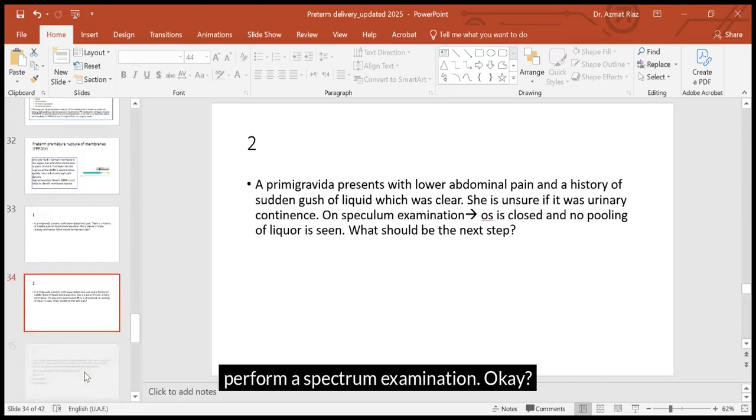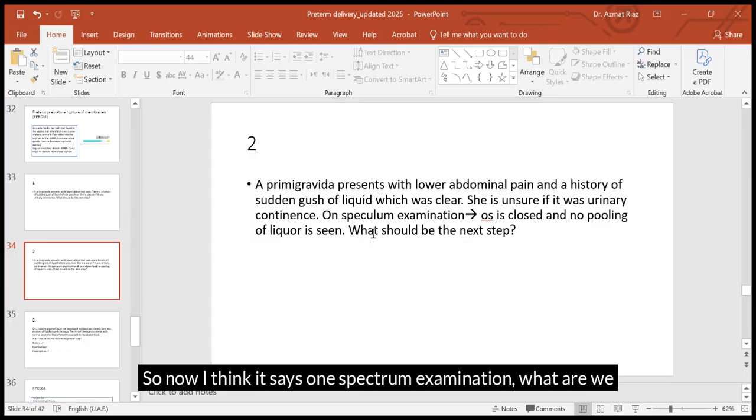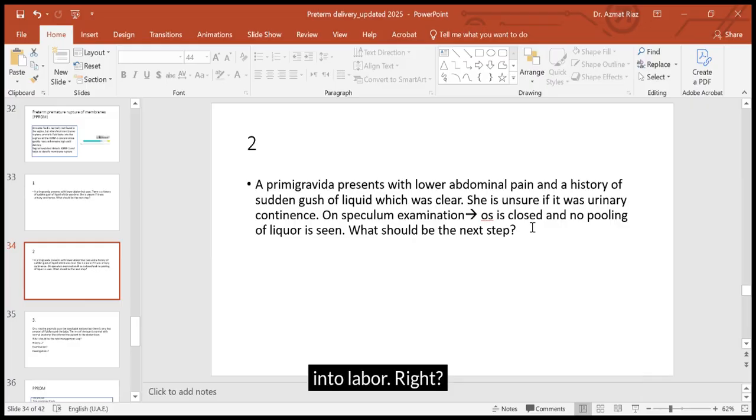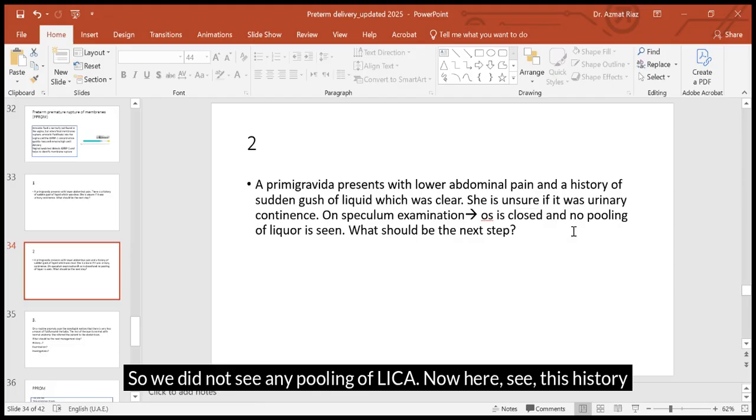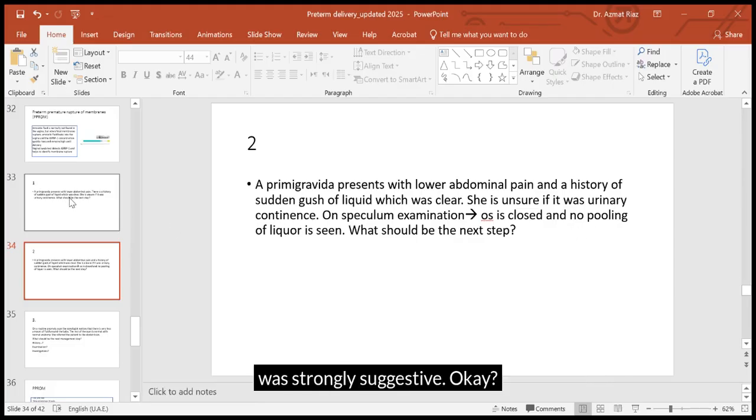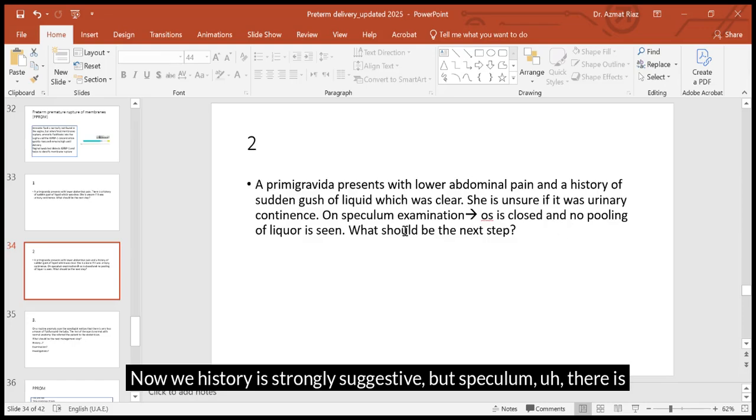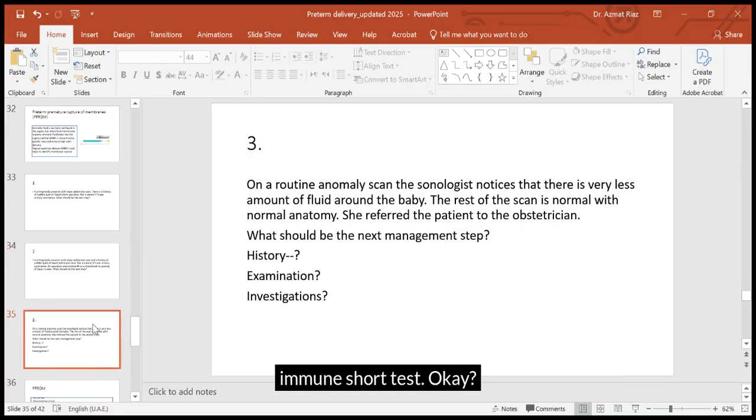We will perform a speculum examination. On speculum examination, what are we going to see? The cervical os is closed. That means she is not in labor, but she can go into labor. So the os is closed and there is no pooling of liquor. Now here, see, this history was strongly suggestive. She says I had a sudden gush of liquor. The history is strongly suggestive, but on speculum there is no pooling of liquor. So what should be the next step? Then we will do that AmniSure test.